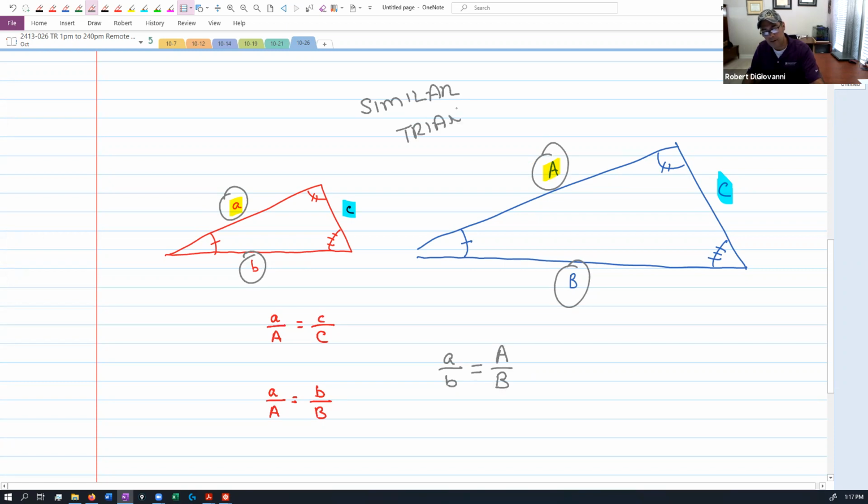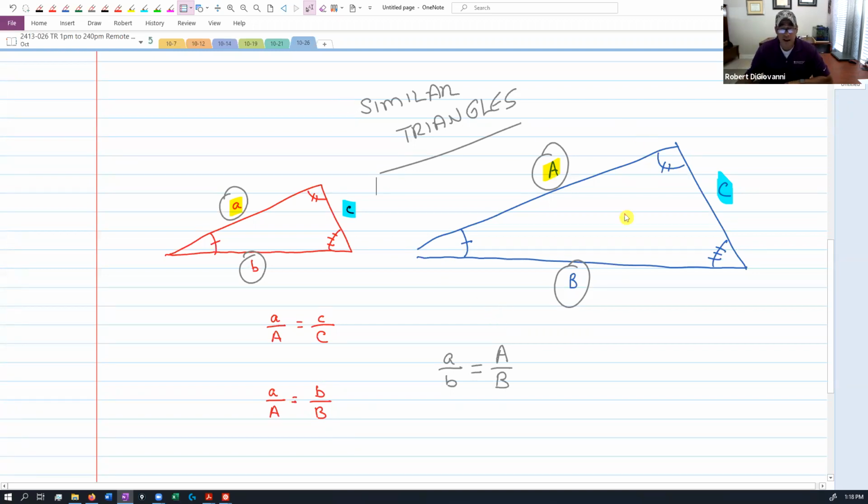I'm not going to get into any more depth on this. For similar triangles, though, you have to have equal angles. All the angles have to correspond to each other, and then you can set up ratios of all the sides, and they should be equal to one another.